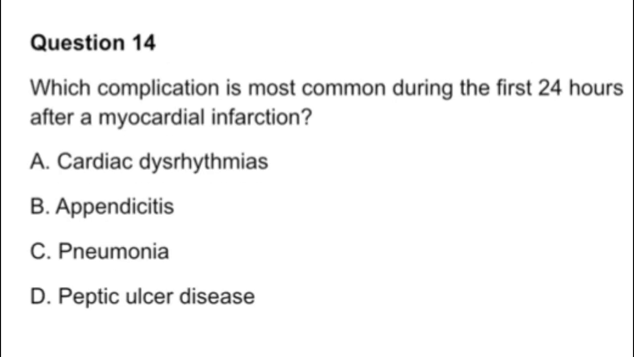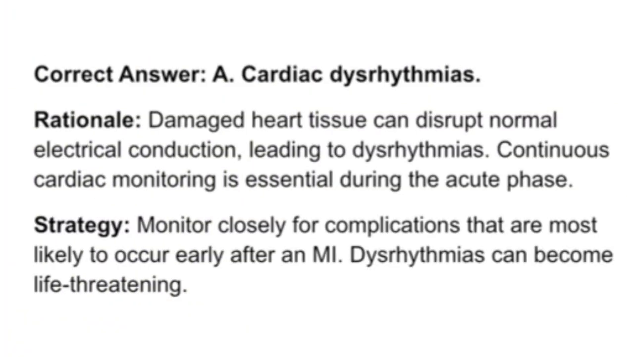Question 14. Which complication is most common during the first 24 hours after a myocardial infarction? A. Cardiac dysrhythmias. B. Appendicitis. C. Pneumonia. D. Peptic ulcer disease. Correct answer, A.